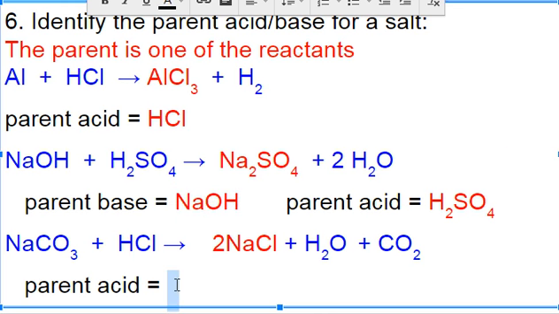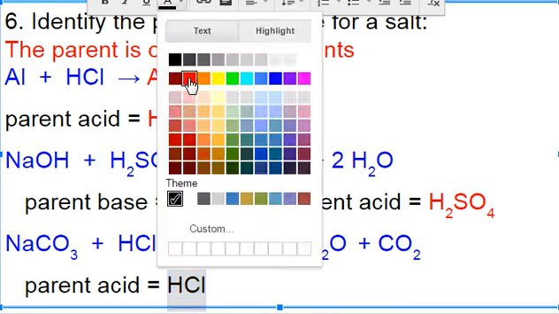On the last one, my parent acid, again, NaCl is the salt, so the parent acid is going to have to be HCl because it's the only acid or base involved in the reaction.